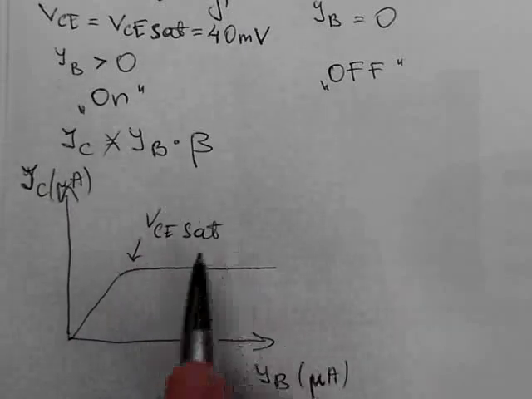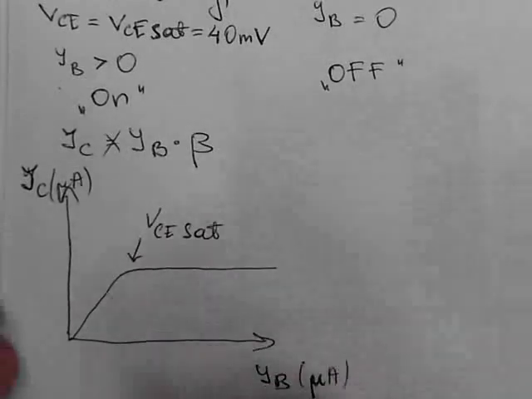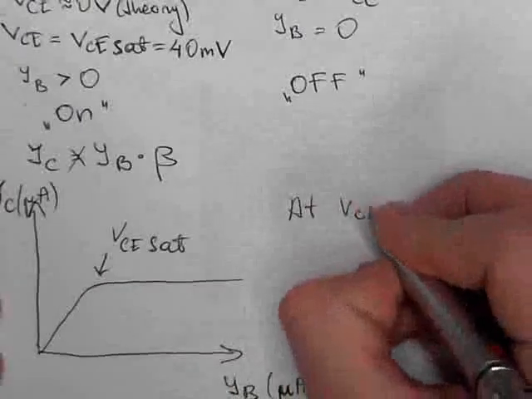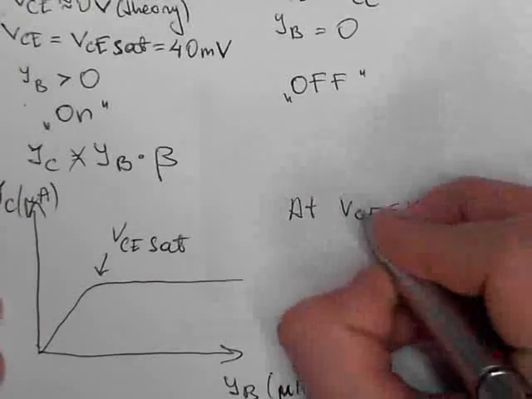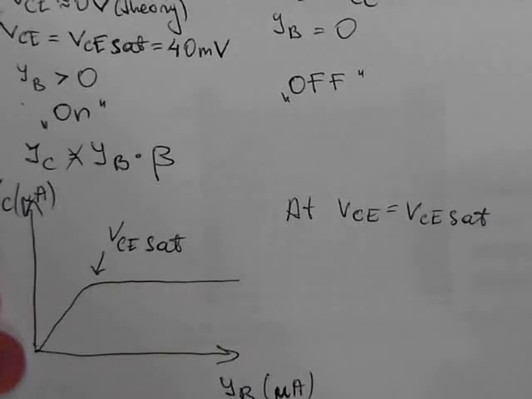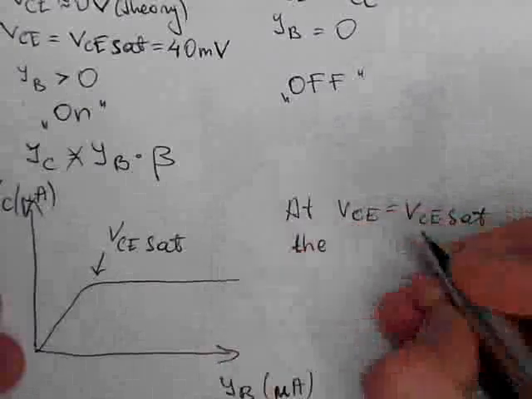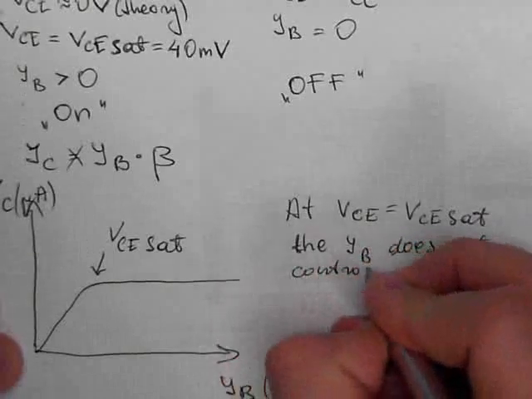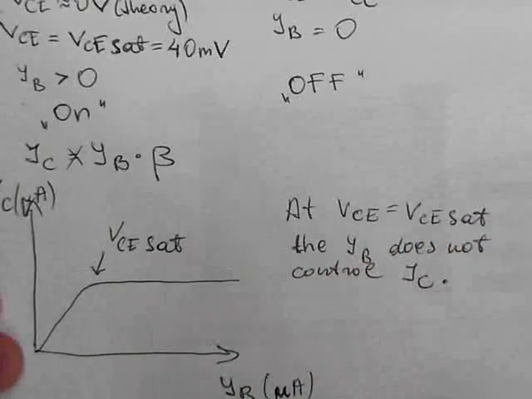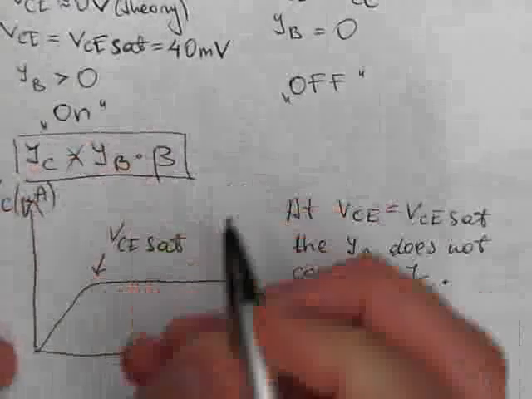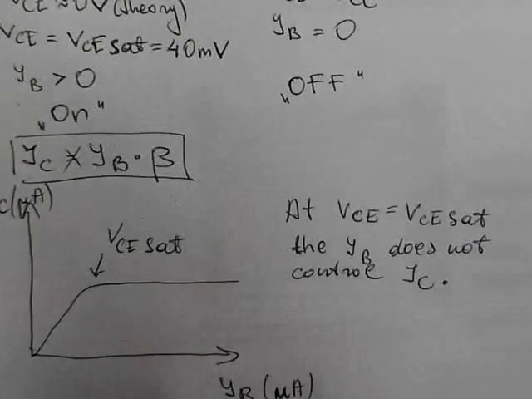So it means that at VCE equal to VCE saturation, the base current does not control collector current. So it means that there is no longer amplification of base current. So here transistor operates between its two terminals.